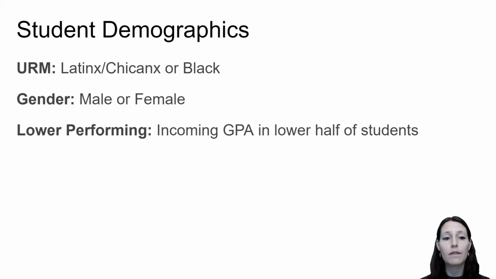Now, it's important to notice that for gender, we only have the options of male and female. That's because we gathered this data from the university that students entered when they entered university, and at that time, the only options were male or female.